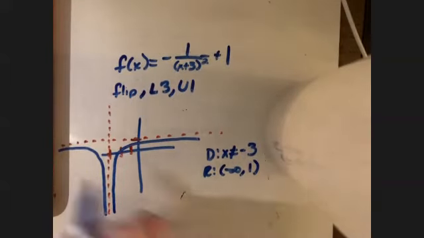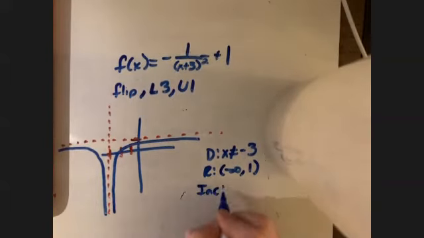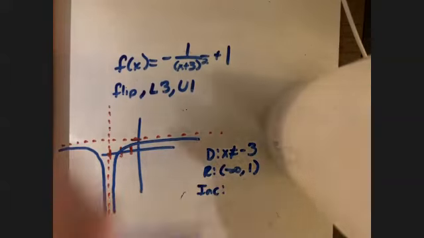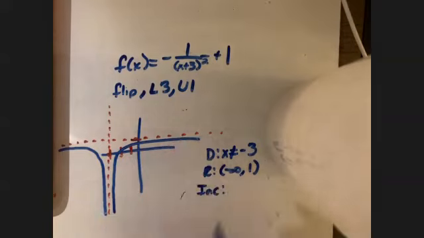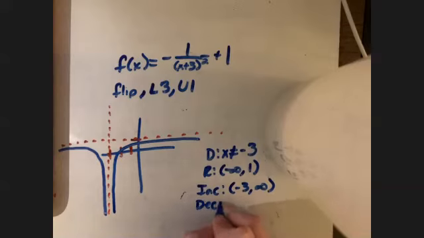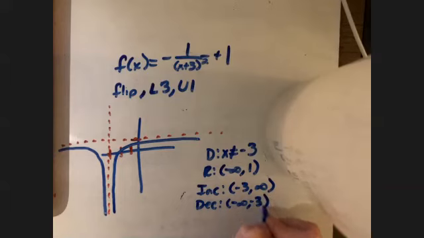Okay. Now, increasing, we do have that this side is now increasing. Now, before this was decreasing, but guys, it has flipped over. So this is getting higher. So we are increasing from -3 to infinity. We are decreasing from -infinity to -3.